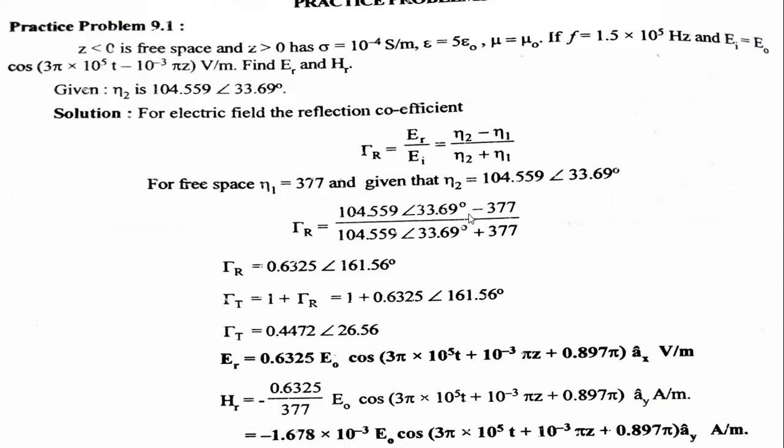If you are going to subtract here, if you are going to add here, you will get in the numerator one polar form and in the denominator one polar form. So in this way you will get numerator one polar, denominator one polar, and that polar will be cut out and the angle will be subtracted. So in this way you will get the answer. Reflection coefficient is equal to 0.6325 angle of 161.56.